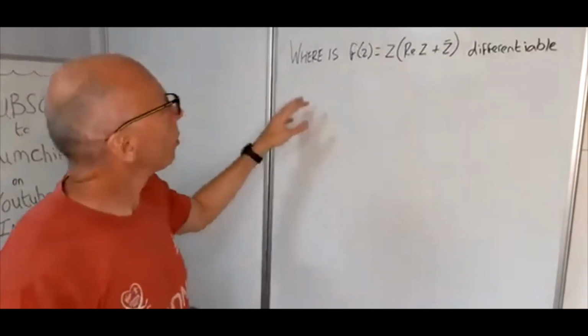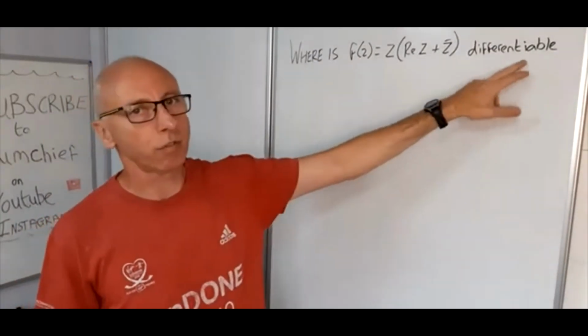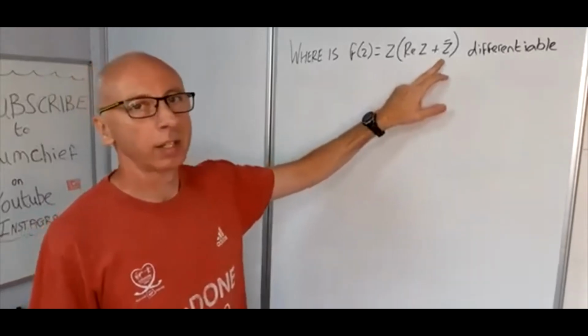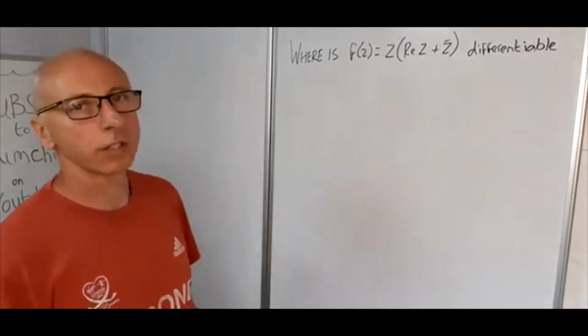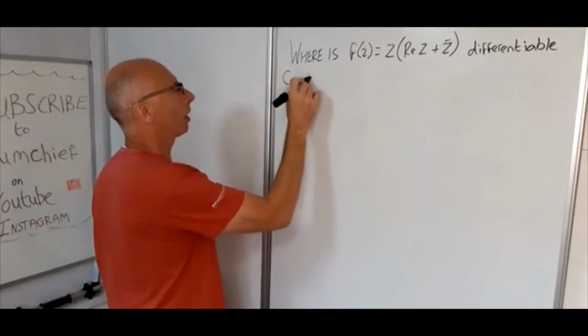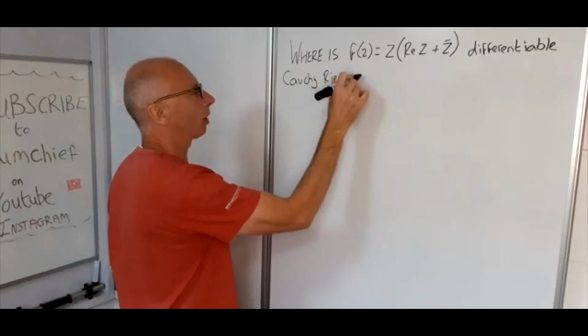Okay, so we're going to do some complex analysis. We're going to find where this function is differentiable. The function is z times the real component of z plus the conjugate of z. Now, the way to do this is using the Cauchy Riemann equations. So I'll just write that up here. Cauchy Riemann equations.